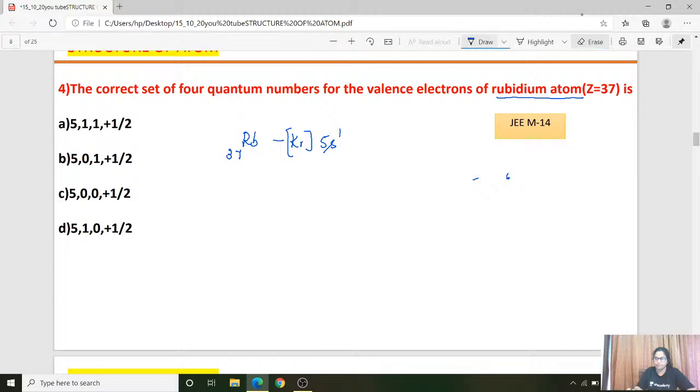Now how many valence electrons do we have? There is only one valence electron. So we will write the n value for this one. Look here student, this is 5s1. So what is the n value? N value is 5. What is the L value? L value is s, so it is 0. When L is equal to 0, M is equal to 0. There is only one electron, that means the S is plus half, that is, spin quantum number is plus half. Therefore answer is 5, 0, 0, 1/2.